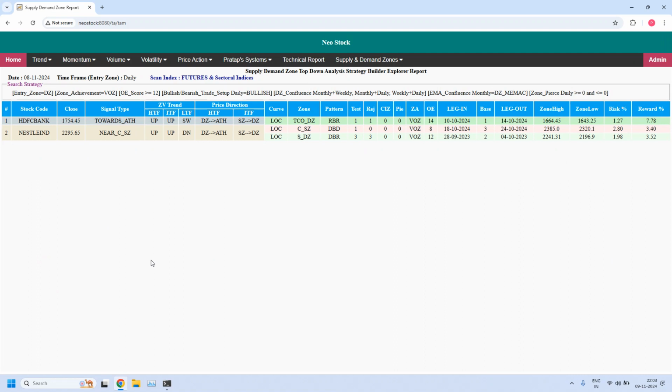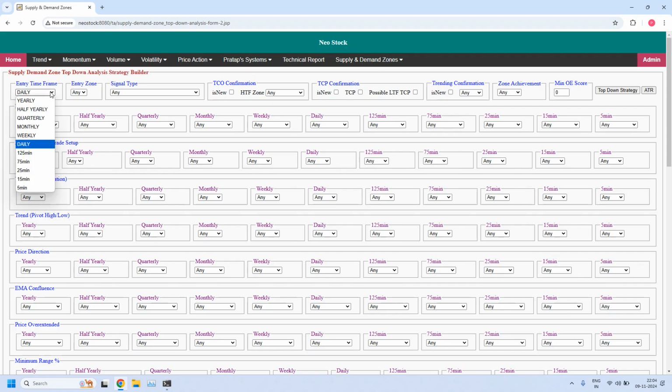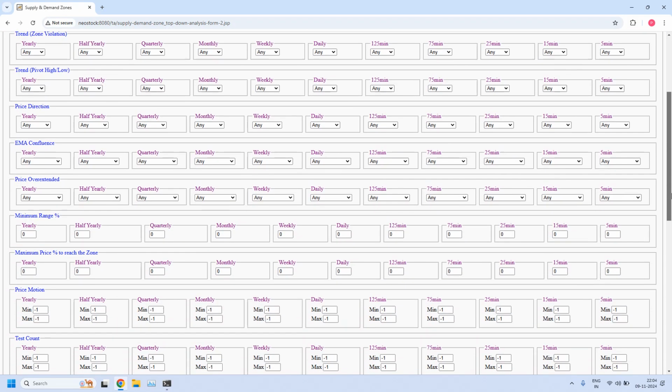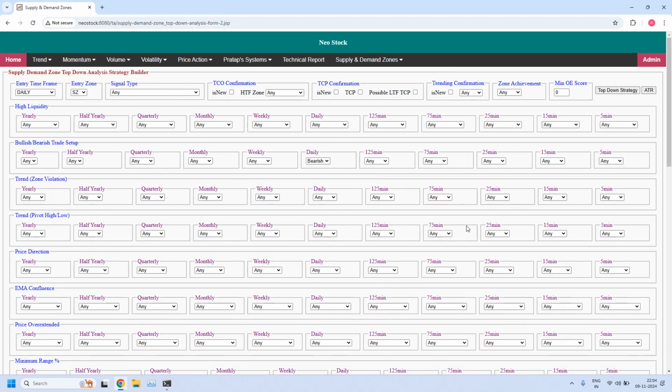So this is about the bullish trade setup for monthly income trade, entry time frame daily demand zones. Next, let us look for the bearish trade setup for monthly income trade, that is entry time frame daily, entry zone supply zone. In bullish or bearish trade setup at entry time frame daily, I am selecting bearish. And these daily supply zones should not be pierced. So in the pierced count at daily time frame, I am setting minimum value 0, maximum value 0. That means the zone is not pierced. Which zone? Daily supply zone is not pierced.